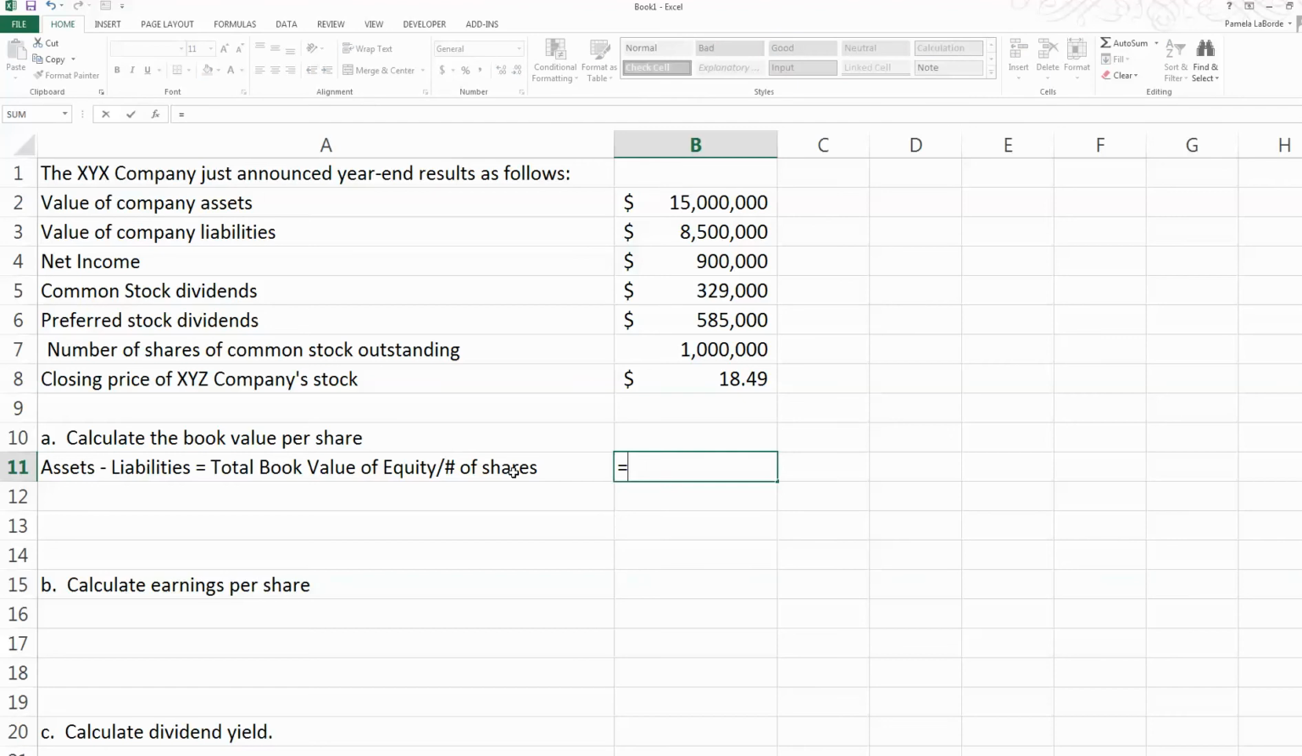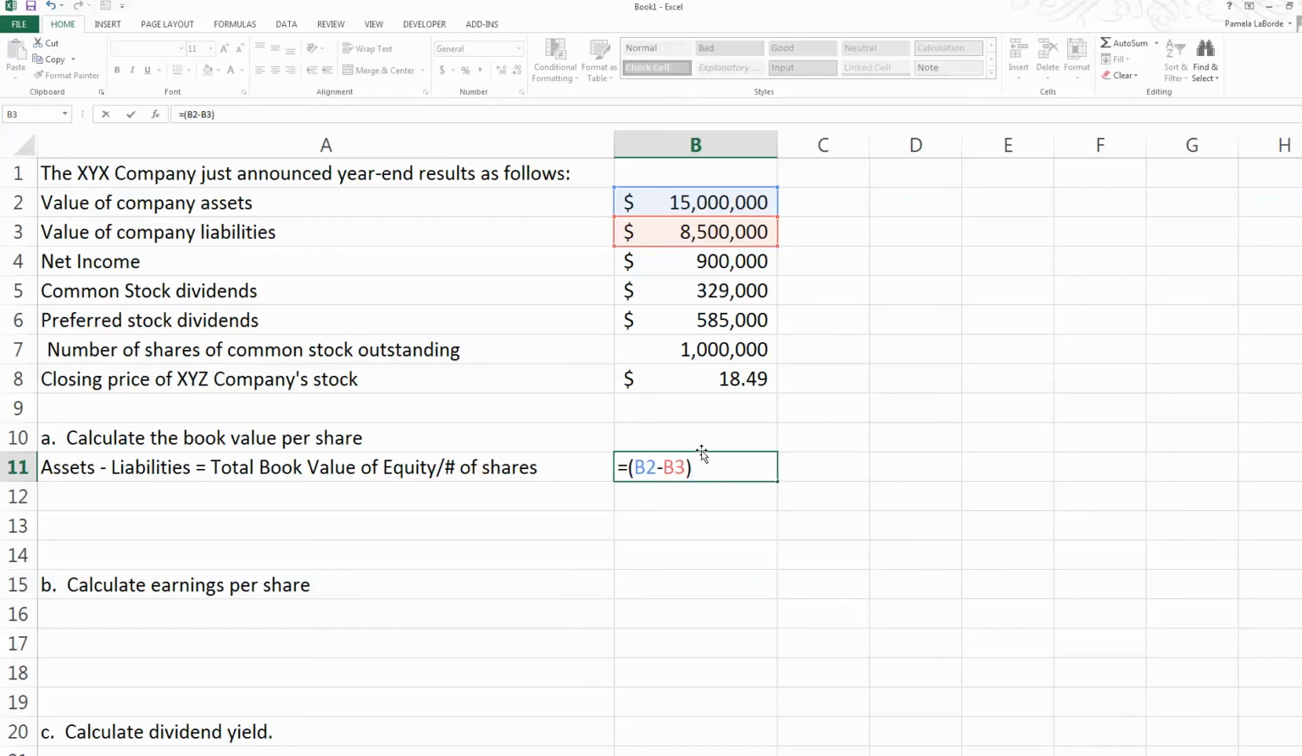So I am going to do that in a single equation, but I'll put it so that you can see the equation that I'm typing when I press enter. So I need my assets of 15 million at my equal sign, subtract my liabilities of 8.5 million. That gives me my book value of equity. And I want it to do that first, so I'm going to put parentheses around it.